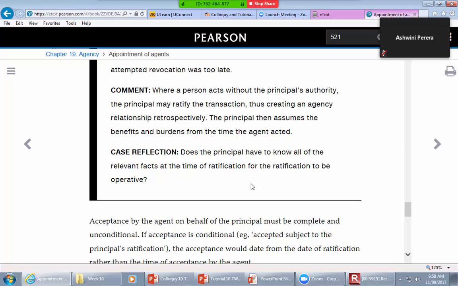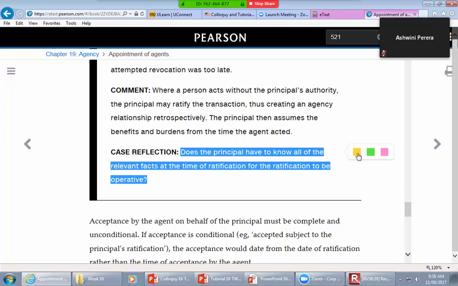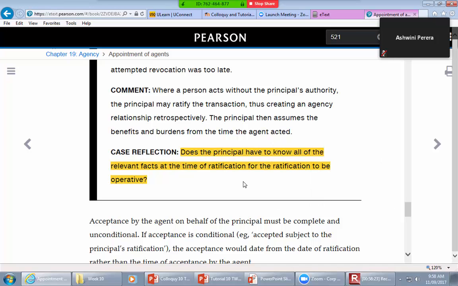Okay. Let's reflect. Does the principal, or I should say, does the principal have to, because I don't want you to confuse it with the principal, does the principal have to know all of the relevant facts at the time of ratification for the ratification to be operative? Meaning, did these people have to know that Bolton wanted to revoke their offer? Or was that something they didn't have to do? Okay, I'll leave that with you.